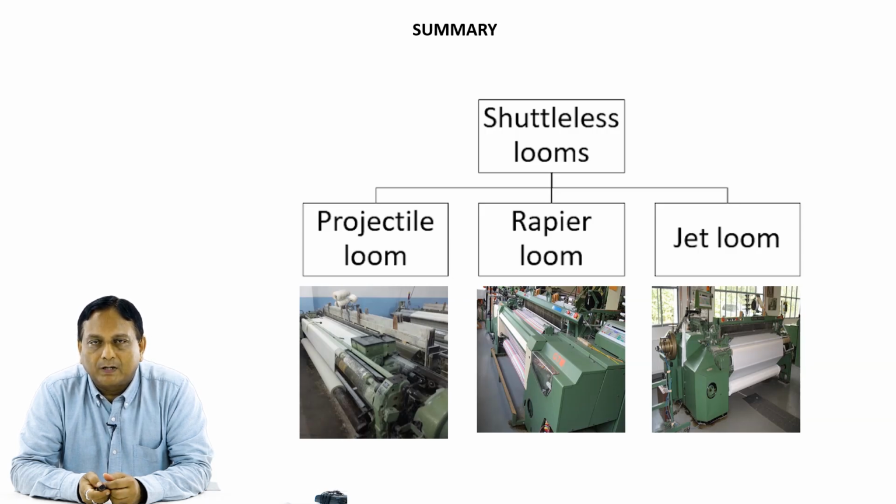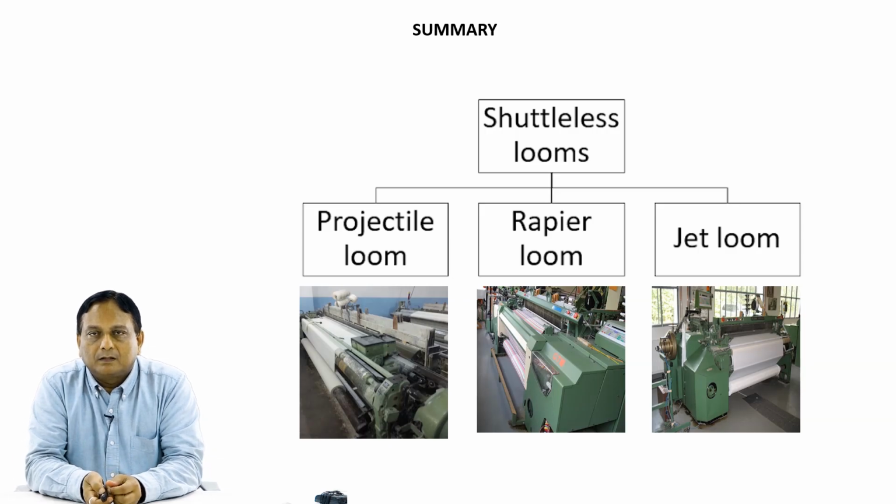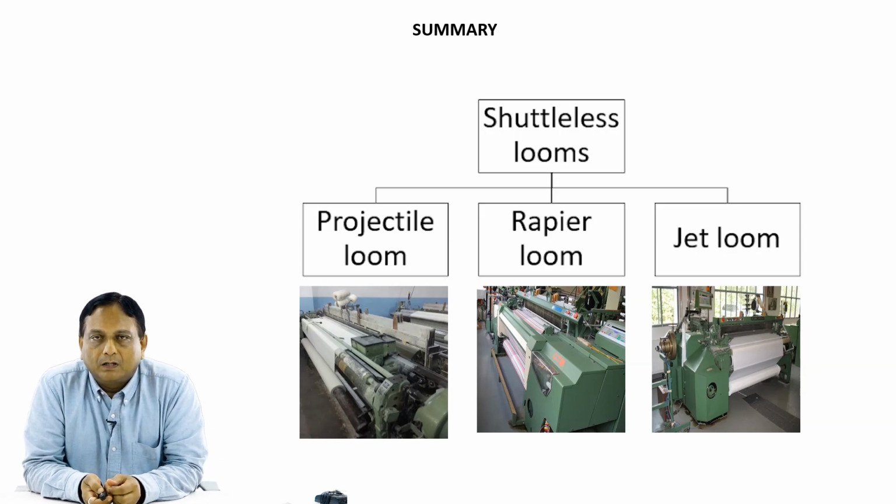Then we have seen the water jet loom and the air jet loom, how those looms are operating, and how with compressed air the weft insertion takes place. And also we have seen the water jet loom, how water at high pressure carries the weft through the loom. Here also, this water jet loom is mainly suitable for synthetic fiber or synthetic filament yarn.